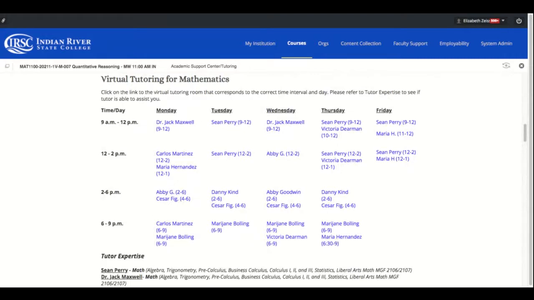And many of these people were instructors here for many years, like Dr. Maxwell. He was the dean. He was a mathematics instructor for tons of years. Most of these people have taught everything from basic math all the way to calculus and beyond. So they're great people to get help with.